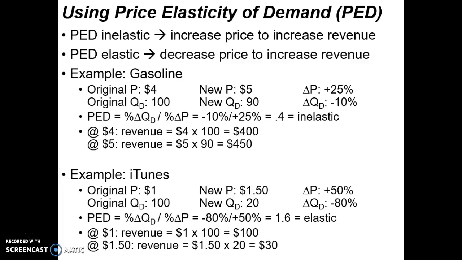If we actually do the math, at $4 they were selling 100 gallons. 4 times 100, they were making $400 in revenue. At $5, they still sold 90 gallons. $5 times 90, they made $450 in revenue. So notice that the gas station can make more revenue by selling at a higher price. And that's because the product is inelastic.